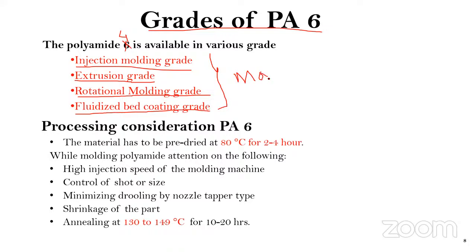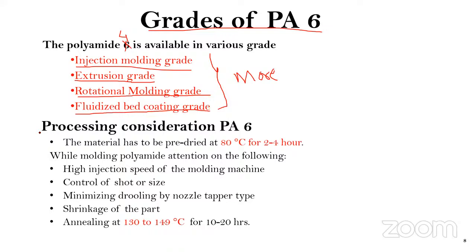But you have more than this also. It is not constrained to only four grades; it has a lot of grades, like flame retardant nylon and moisture resistant nylon 6. So different kinds are there. Some of them do copolymerization, or they add additives as per their own requirement.